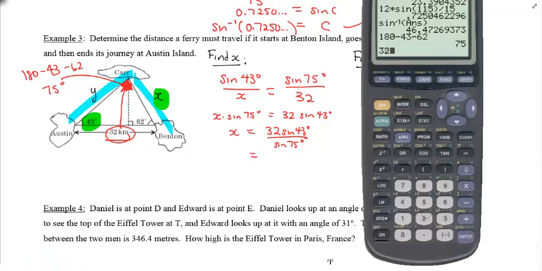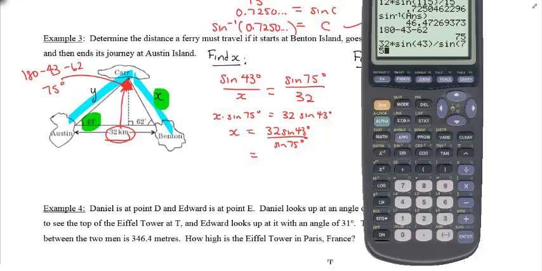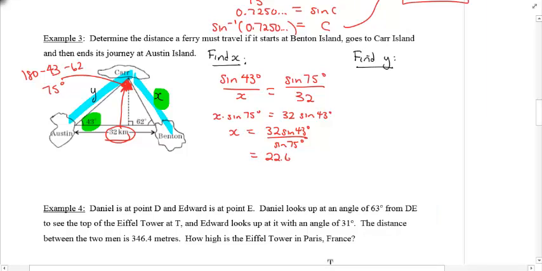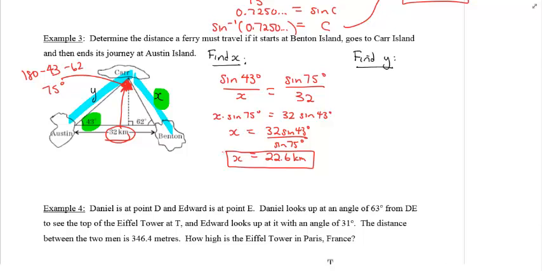Bring out your trusty calculator. Once again, make sure you are in degree mode because your angles are in degrees. 22.6. Okay. Kilometers. That's X. Alright. Your turn to solve for Y yourself. I will be quiet. You stop the video. You try it. Once you got it, come back. We'll find the total distance and then we'll all be happy.